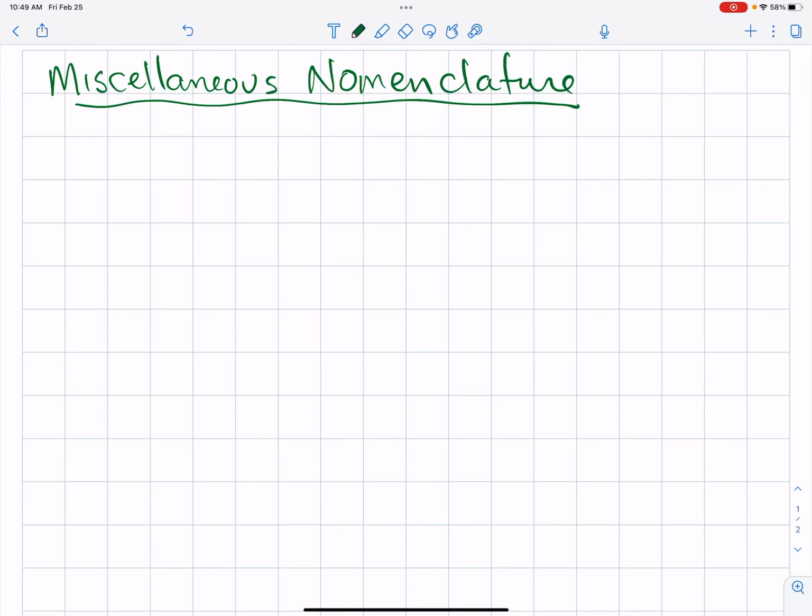So there are a few miscellaneous items in the nomenclature unit that you do need to know as well. One is some diatomic elements. These are elements where in nature they don't exist as just single atoms. The most common example probably would be oxygen. Most of us know that oxygen's chemical formula is not just O, it's O2. So there's two atoms of oxygen joined together to make what's called a molecule of oxygen.